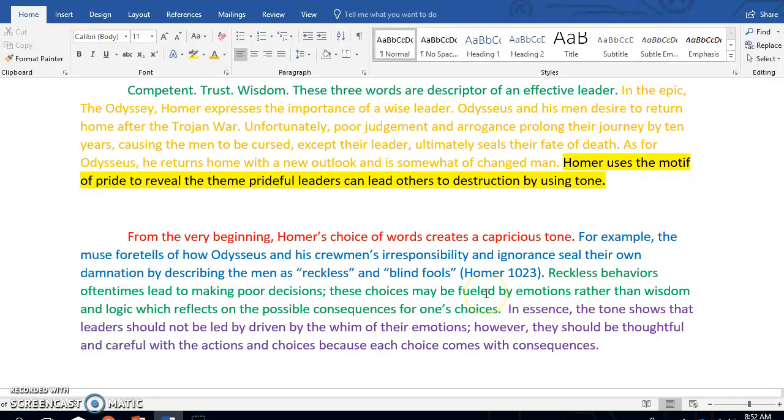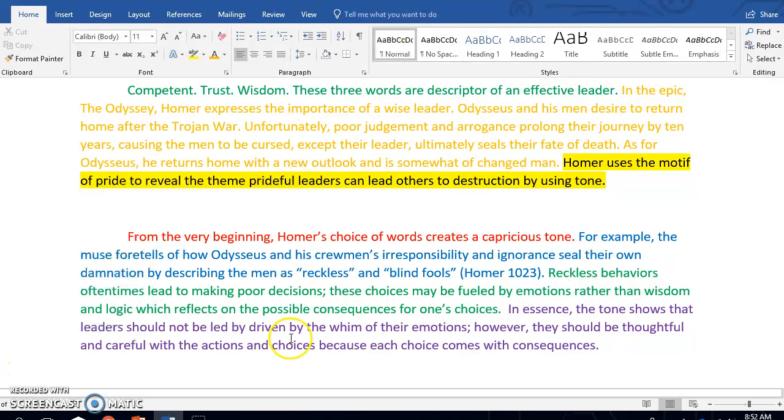The tone shows that leaders should not be driven by the whim of their emotions. That's really what I want to say. However, they should be thoughtful and careful with their actions and choices because each choice comes with a consequence.